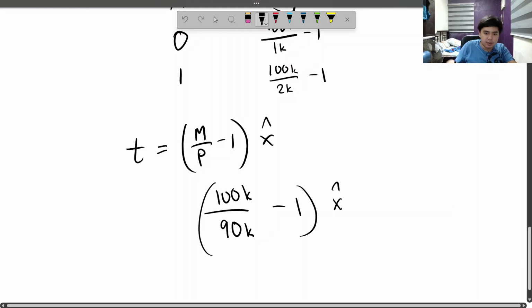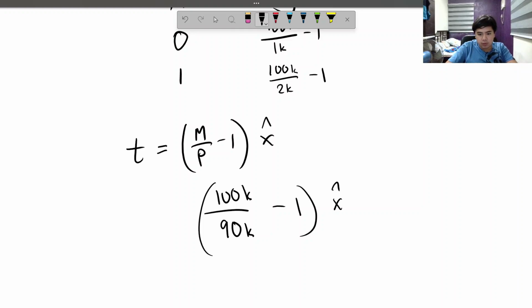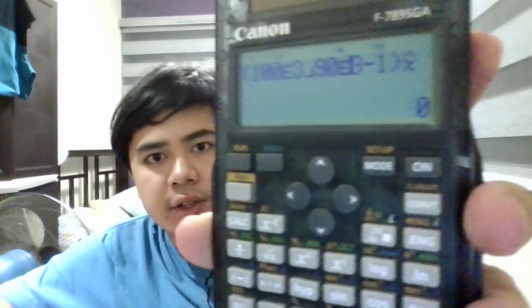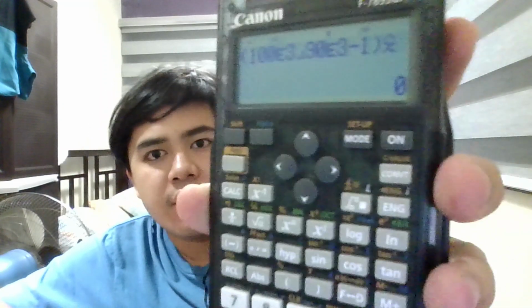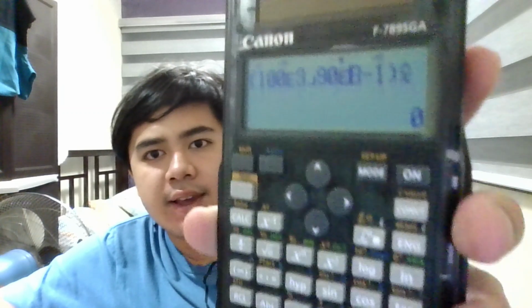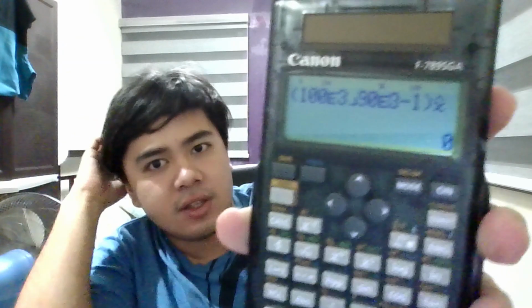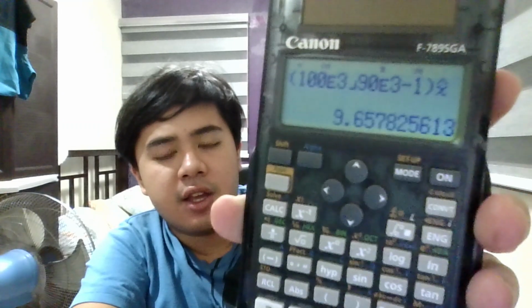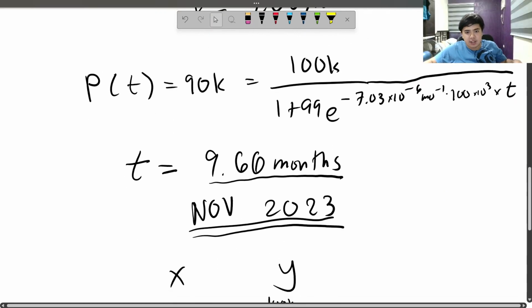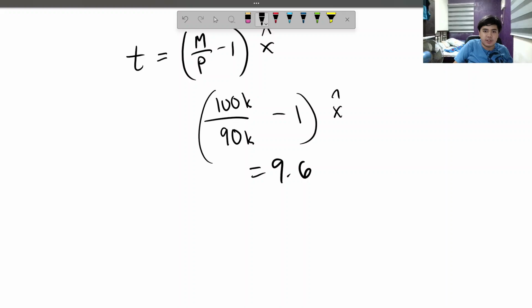And then x hat. I will input this one. Hold on, I'm inputting a lot of numbers here. Okay, I will now show you how it looks. This is what it looks like: 100,000 divided by, that's a fraction symbol by the way, 90,000 minus 1, and then x hat. So what we're saying here is we need x if the y hat is 100E3, then M over 90E3 minus 1. We should find 9.65 or somewhere adjacent, and there we go. 9.6578, rounded off we get 9.66, which is exactly what we found earlier. So this results in 9.66 months.